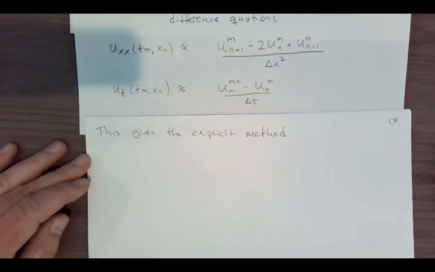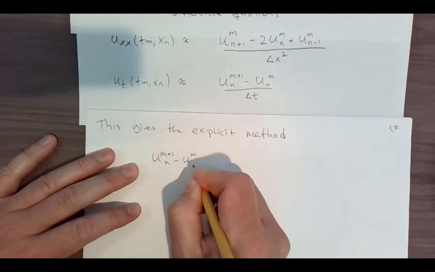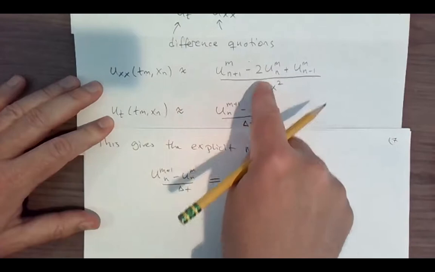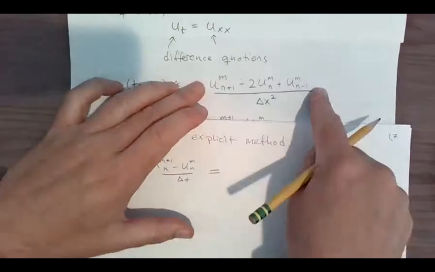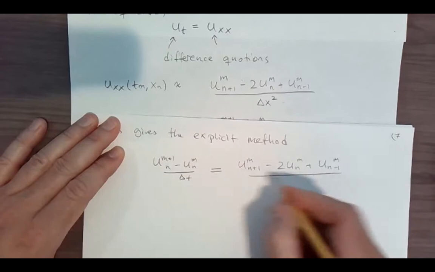This gives the explicit method. So I take the derivative with respect to time, put that on the left-hand side, u_n^{m+1} minus u_n^m over delta t. So now I'm going to put an equality sign, right? These ones here are approximations, because on the left-hand side, this is the actual solution. The right-hand side is going to be my approximation. So I'm going to put an equality sign here. I'm going to take this one and copy it down. I'll get u_{n+1}^m minus 2 u_n^m plus u_{n-1}^m divided by delta x squared.